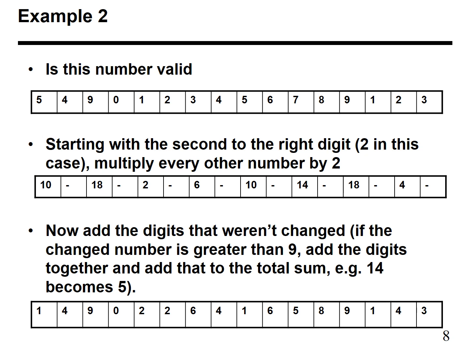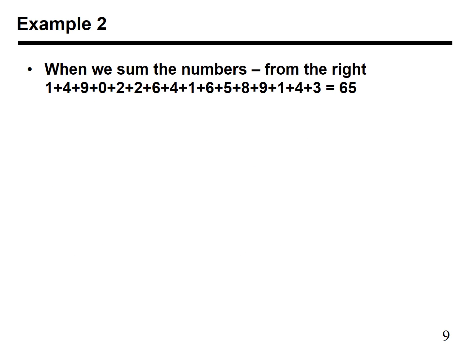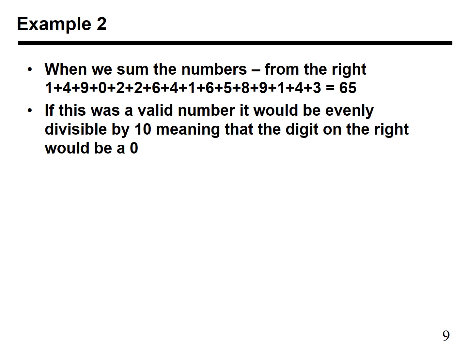Then we add all these numbers together. When we sum the numbers, we get 65. So 65 is not evenly divisible by 10. So we're going to either have to add 5 or take 5 away in order to make this a valid number. Either make it 60 or 70.